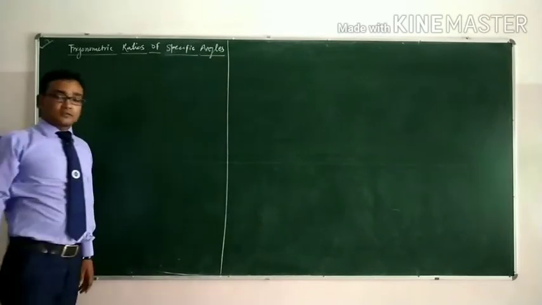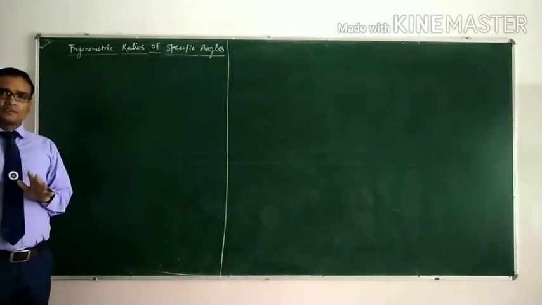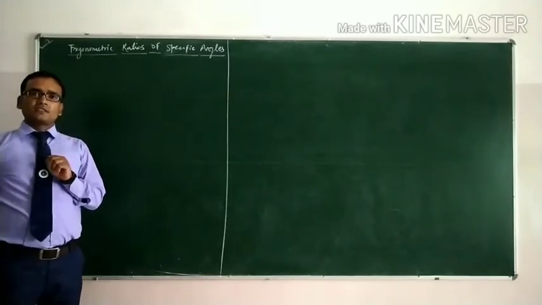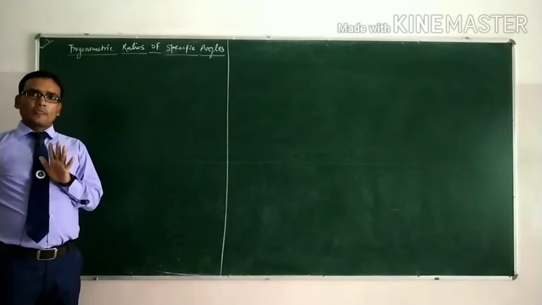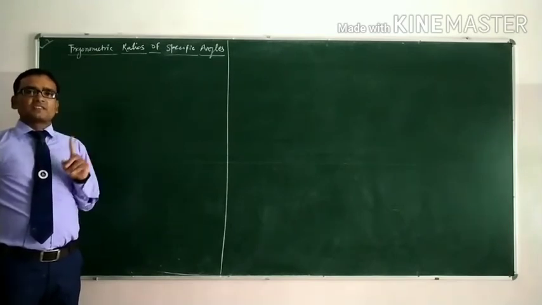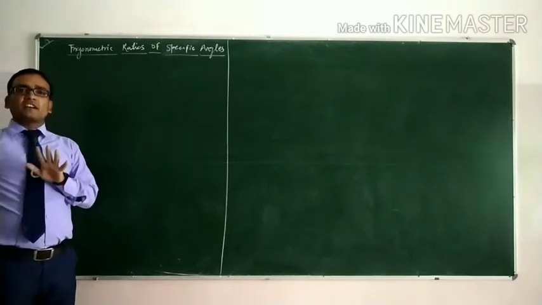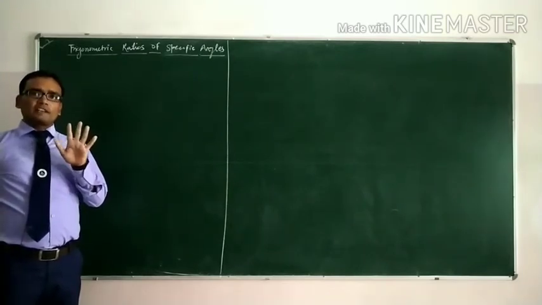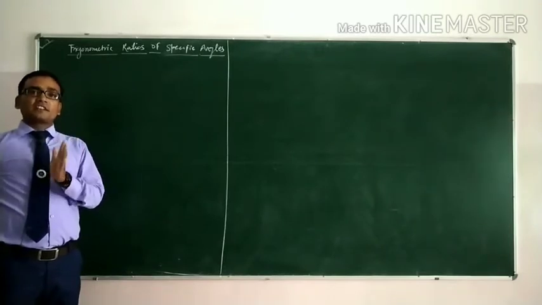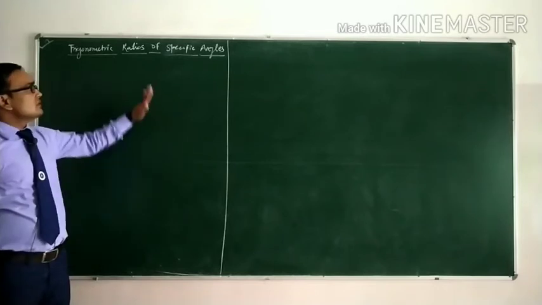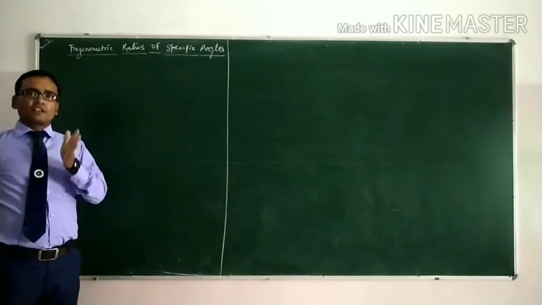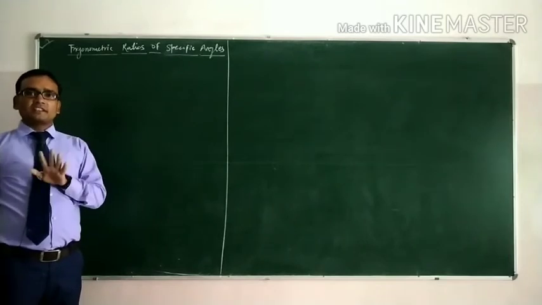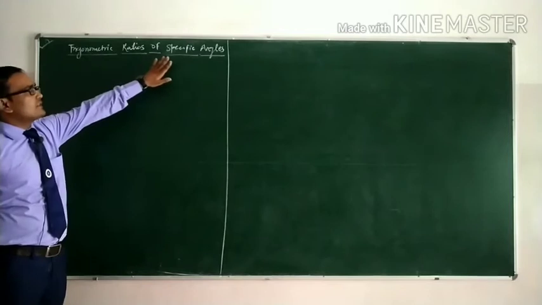In a previous lecture, we found sin A, cos A, tan A, cosec A, sec A, cot A for angle A. In this lecture, we find sin A, cos A, tan A, cot A, cosec A, sec A where the given angle may be 30 degree, 45 degree, 60 degree, or 0 degree or 90 degree. Okay students, that means trigonometric ratios of specific angles.